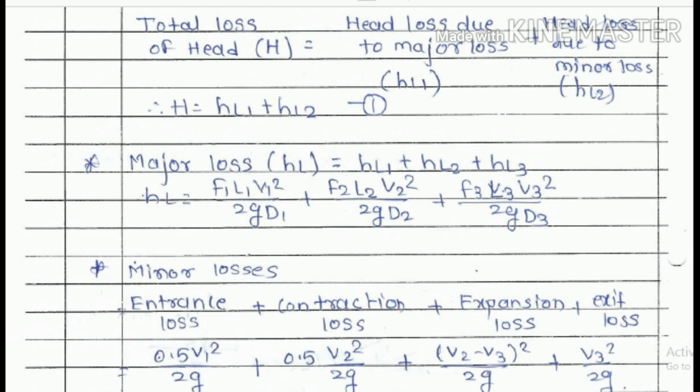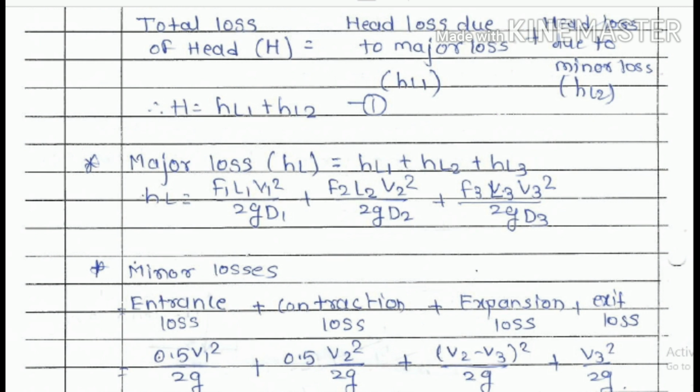If in the exam it is mentioned to neglect the minor loss, then just remember total head loss is equal to head loss due to major loss. Now write the formula as H is equal to HL1 plus HL2. Now HL1 is nothing but the major loss and HL2 is nothing but the minor loss.